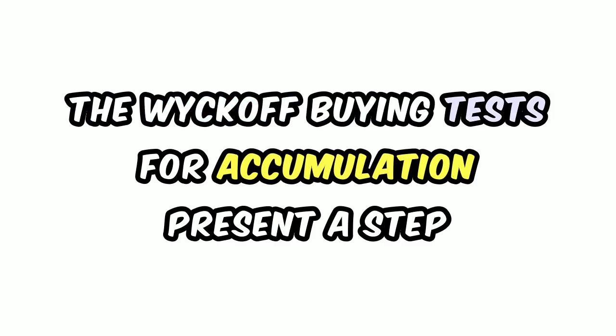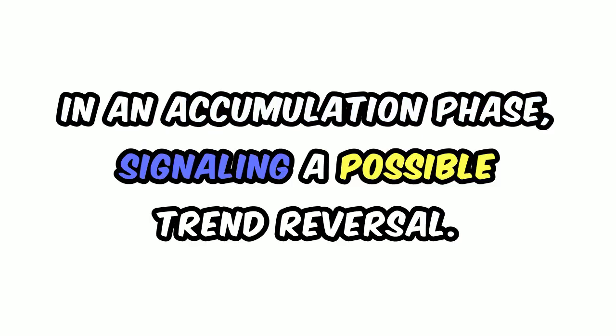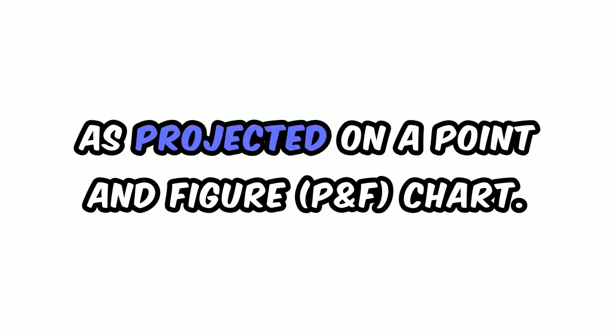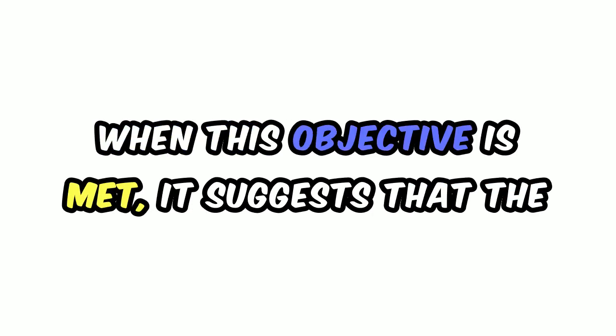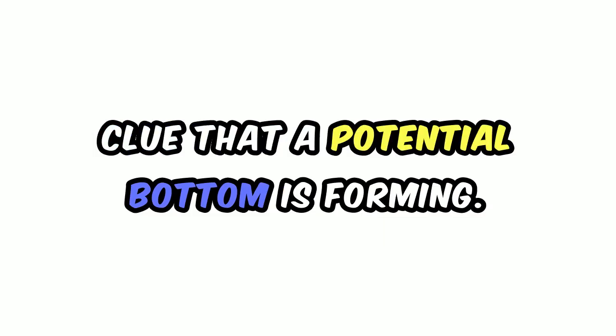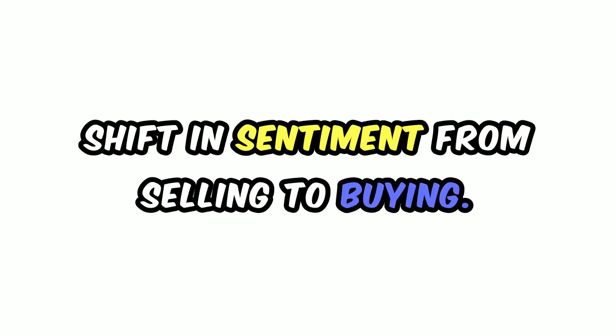The Wyckoff buying tests for accumulation present a step-by-step analysis to identify when a stock is in an accumulation phase, signaling a possible trend reversal. The first indicator is achieving the downside price objective, as projected on a point and figure (P&F) chart. When this objective is met, it suggests that the downward momentum may be nearing exhaustion, providing the initial clue that a potential bottom is forming. This achievement establishes a foundation for considering a shift in sentiment from selling to buying.